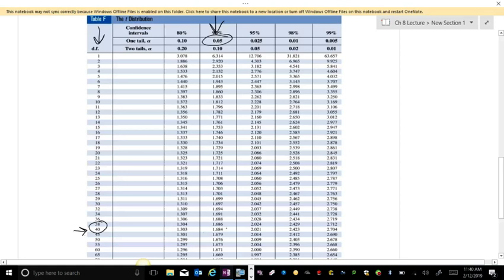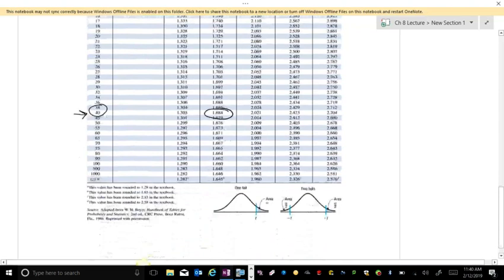So 40 gives me 1.684. So that's going to be my critical value. You'll notice that nowhere in the table gives you positives or negatives. If you look down here at the bottom, it does talk about the positive and the negative tails. My tail is over here on the left-hand side, so I know that I'm going to put a negative sign in front of that t we've got up above, so I'm going to use a negative 1.684. So we have to put the negative signs in on our own.